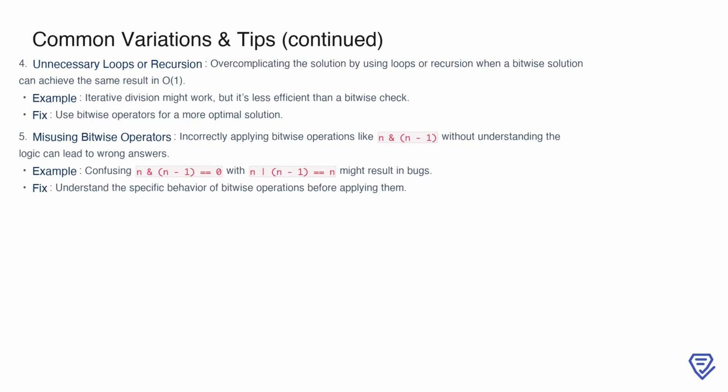Another common pitfall is relying on unnecessary loops or recursion to solve the problem. While iterative division might work, it's less efficient than using a bitwise approach, which can solve the problem in constant time. A more optimal solution involves leveraging bitwise operators. However, misusing these operators is another frequent mistake. For example, the logic behind n & (n-1) == 0 is specific to powers of 2, but confusing it with something like n-1 == n could lead to bugs. To avoid this, it's important to fully understand how these bitwise operations behave before applying them. This not only ensures correctness but also demonstrates a deeper grasp of the underlying principles.